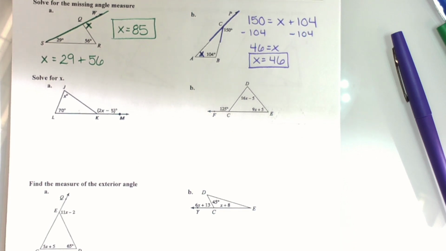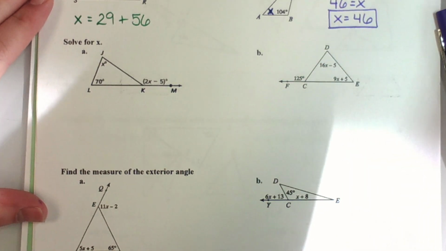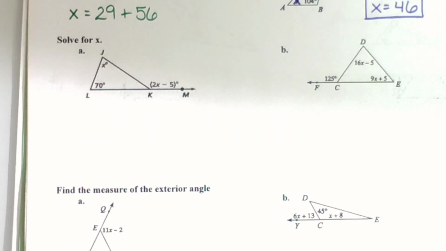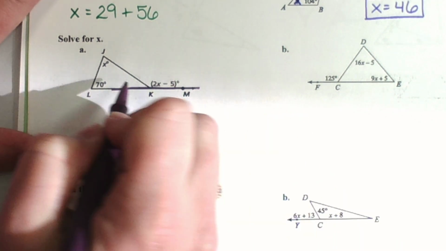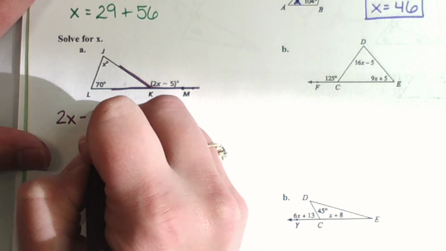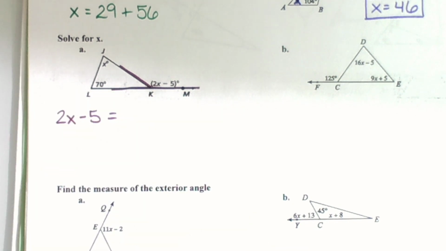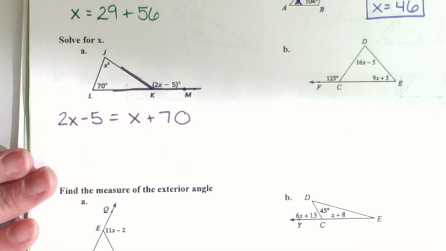Okay, next one says solve for X. Same process, slightly different setup. Which angle is the exterior angle? The 2x minus 5, because the extension of the side and the other side are making it. That one equals the two inside of it, not right next to it, X and 70. X and 70 added together.